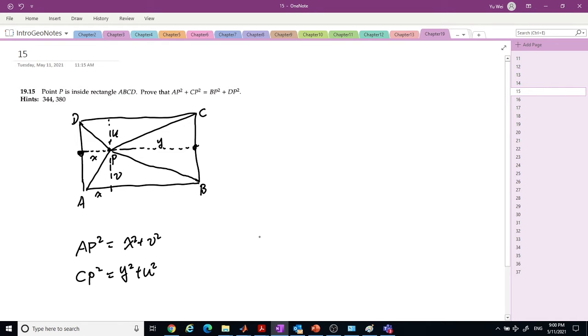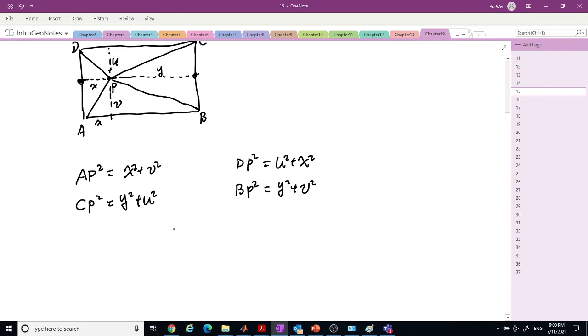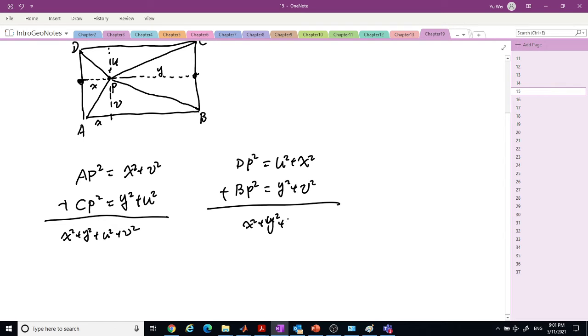Okay, then on the other way we can see the DP square is equal to the U square plus X square, and the BP square is equal to the Y square plus the V square. Okay, now let's sum them together. So AP square plus CP square is X squared plus Y squared plus U squared plus V squared, and this one is also X squared plus Y squared plus U squared plus V squared. So you can see they are equal. Next.